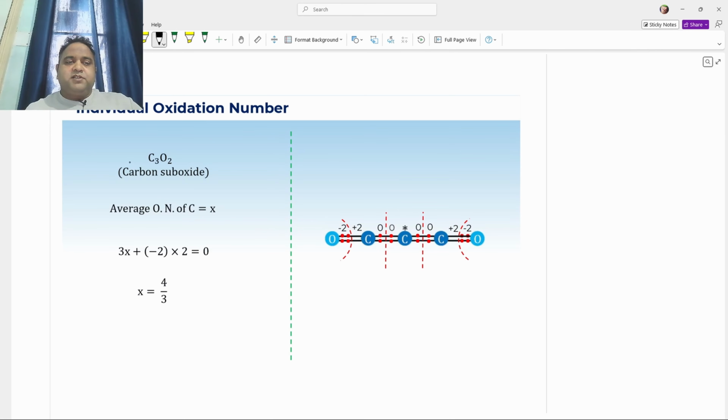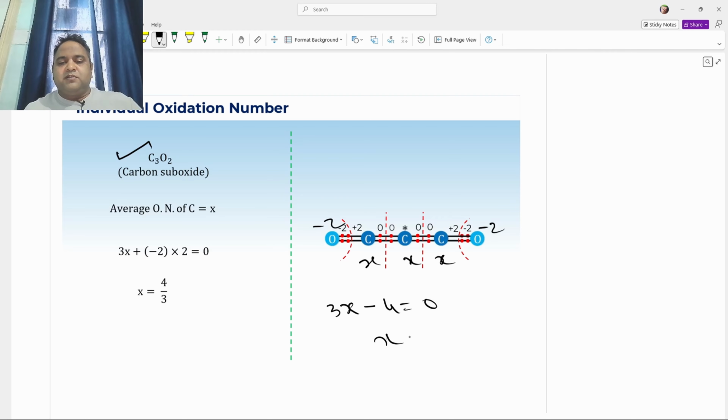Now calculate the oxidation state of each carbon atom in C3O2. Let the carbon be X, and oxygen here is -2. This is considered -2. So now 3X -4 is equal to 0. So now X is equal to +4/3.